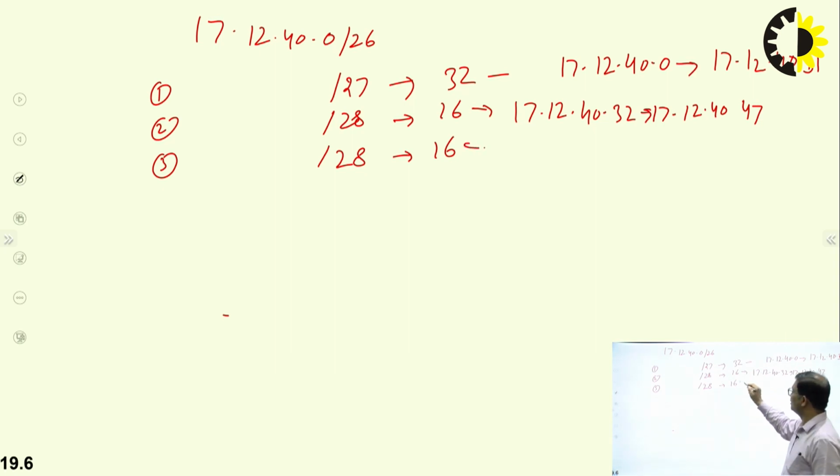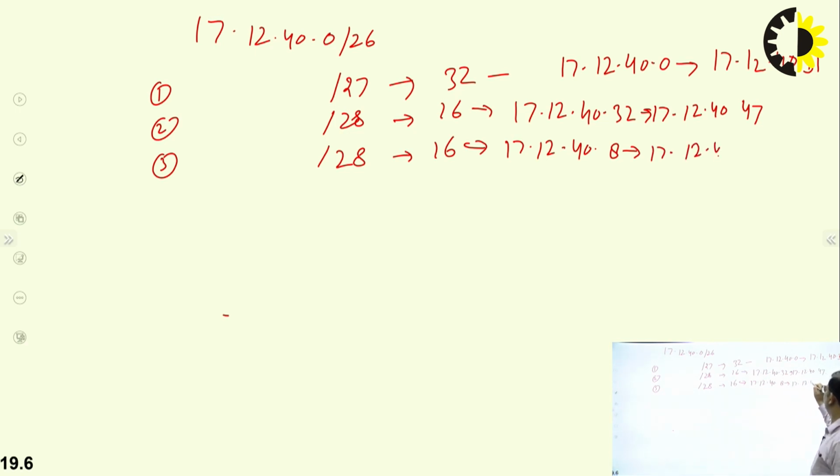And for the third network, 17.12.40.48 to 17.12.40.63. This will be the range for the third network. So in total, we can have 64 addresses available in this network.